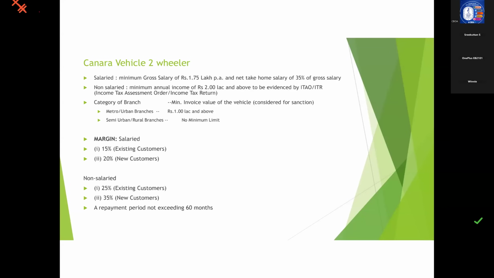So, for the non-salaried class, it is 25% and 35% for existing and new customers. That is the margin. We are dealing with the margin here. Now the maximum repayment period is 60 months. And one more thing with regard to Canara two-wheeler is that there is no scheme for financing second-hand two-wheelers in the case of Canara two-wheeler loan.